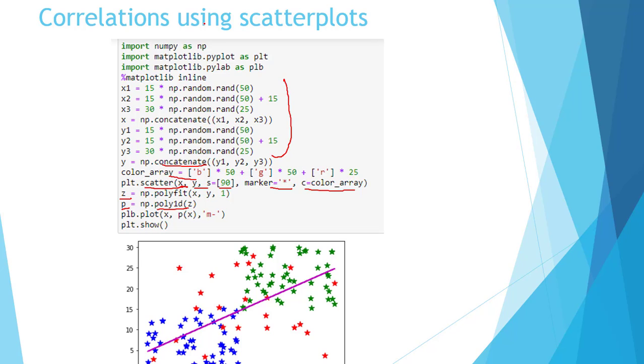Here we have imported another library, that is matplotlib.pylab as plb. So we have called plb.plot and specified the x value to it. After that, we have given p of x, and here we have specified the color of the correlation line and its style, that is dash, and then we have called the plt.show function. So here is the output of our correlation plot using the scatter plot.